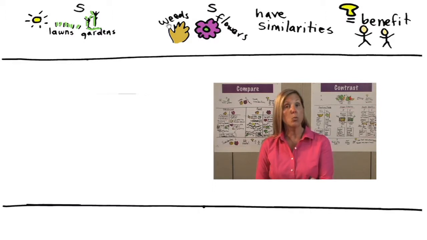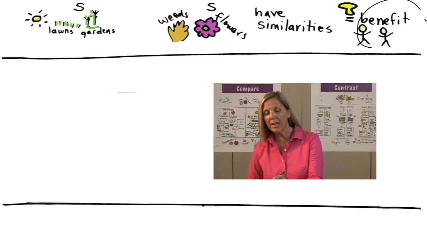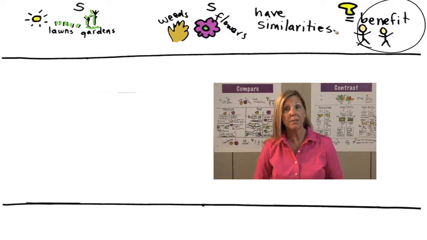Our subject is weeds and flowers. We know that we are going to identify their similarities. Yes, they have differences, but we're looking at their similarities. Why? The whole reason we're looking at the similarities is going to take us to the deep level of analysis. That is, their similarities explain why both of these types of plants benefit people's lives.